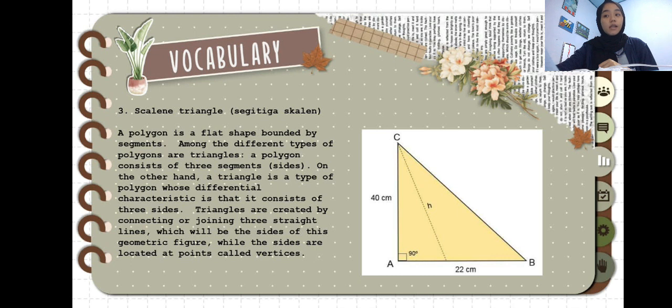A polygon is a flat shape bounded by segments. Among the different types of polygon are triangles. A polygon consists of three segment sides on the outer hand. A triangle is a type of polygon whose differential characteristic is that it consists of three sides.